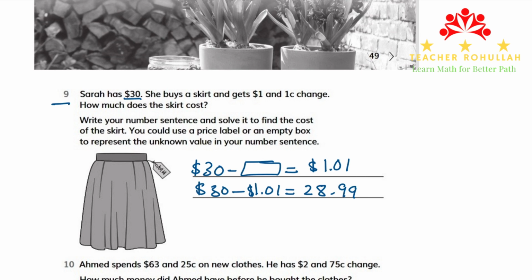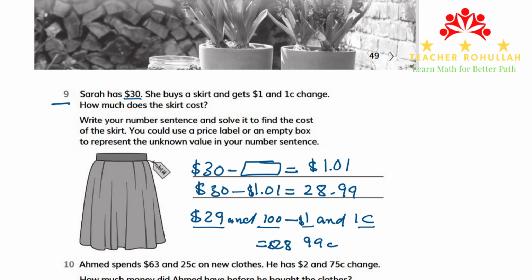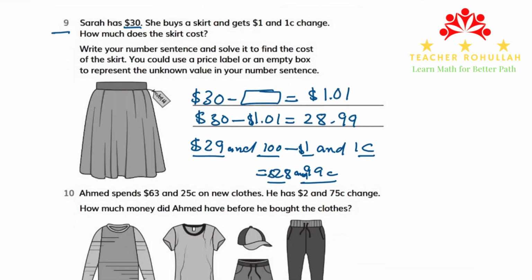Let me further clarify it. We can write $30 as $29 and 100 cents. 100 cents is equal to $1. Minus $1 and 1 cent. Now, 100 cents minus 1 cent will be equal to 99 cents. And $29 minus $1 is equal to $28. So the price of the skirt is $28.99. We are done with question number 9 also. Let me move to the last question of this section.